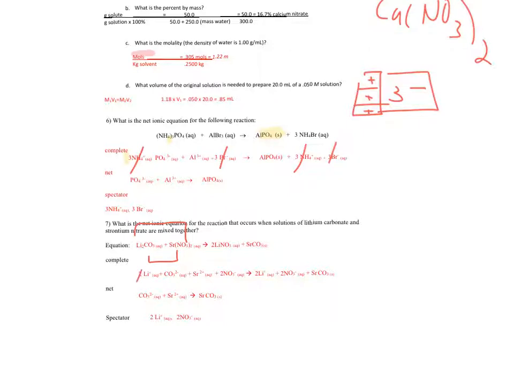So alkali metals always cancel out, and so do the nitrates. What's left? The CO3 2- plus Sr2+ makes the SrCO3 solid. And again, if you want to write strontium first, that's fine. And then just say what you canceled out.